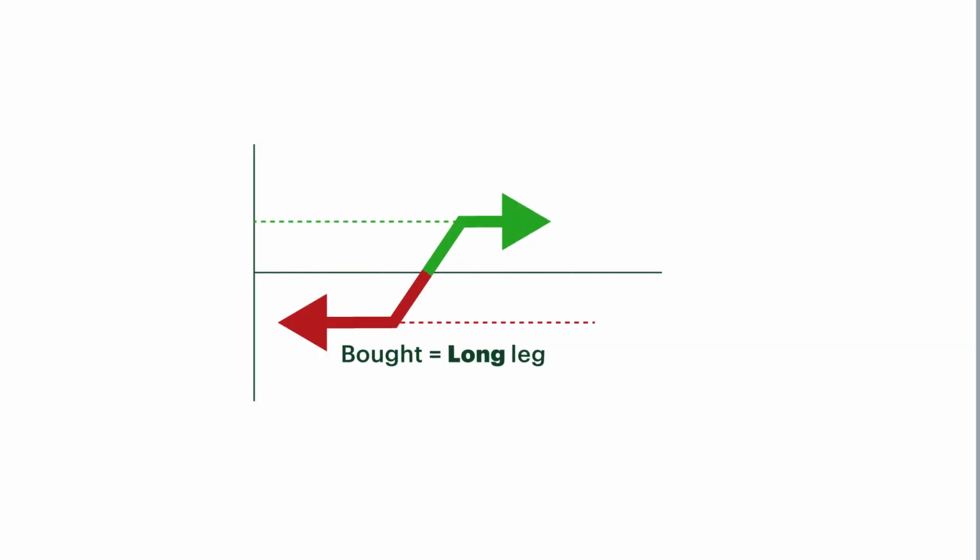Like we said, an option spread is made up of at least two different options, commonly referred to as legs. Although spreads can be made up of more than two legs, we'll ignore those more complex strategies for now. For two-legged spreads, one option is bought and the other is sold. The option that's bought is called the long leg, and the option that's sold is called the short leg. Let's look at an example.